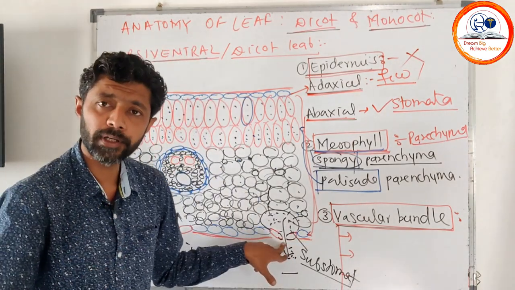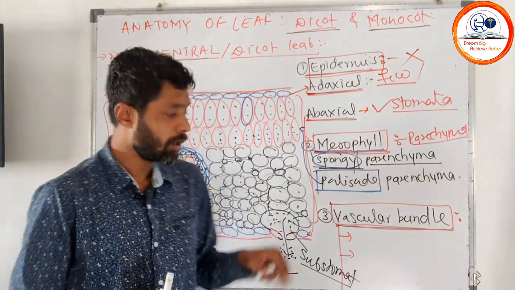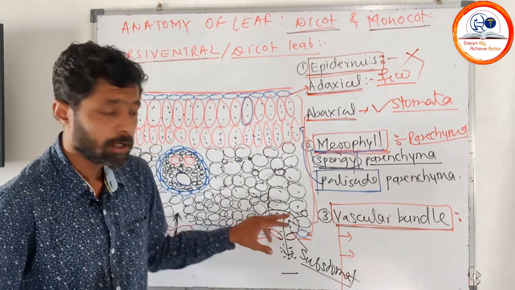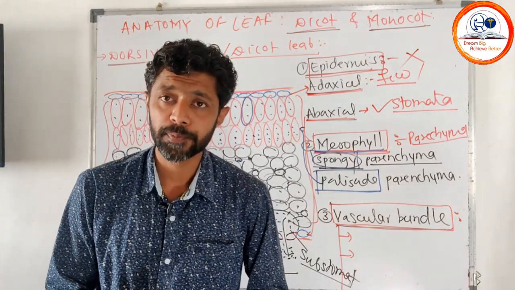as there is a presence of stomata on the lower epidermis, whatever the gaseous exchange or whatever the loss of water they have to do, there is a need for substomatal space. So here you will observe substomatal space. And why here will you observe substomatal space?